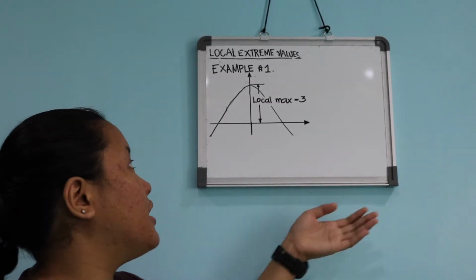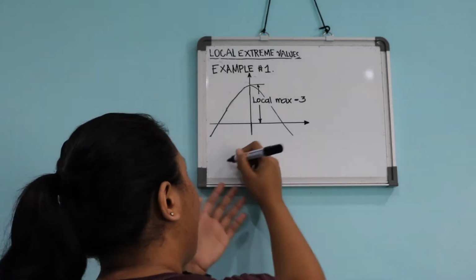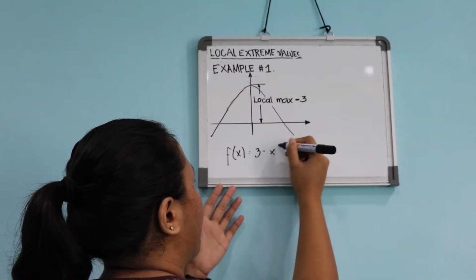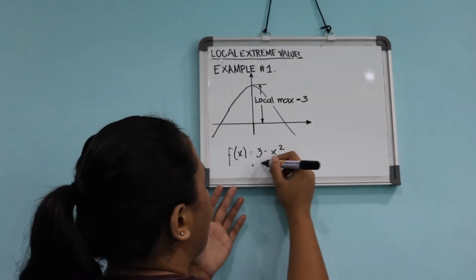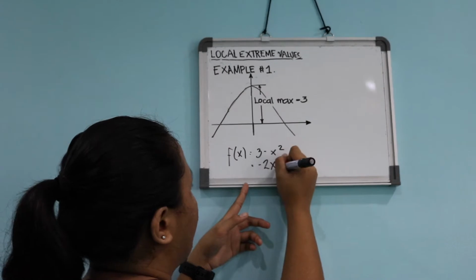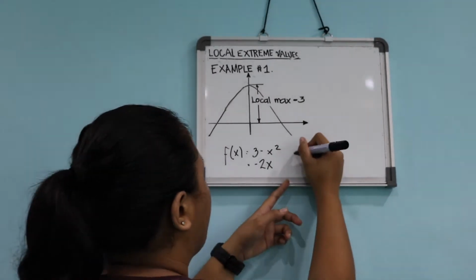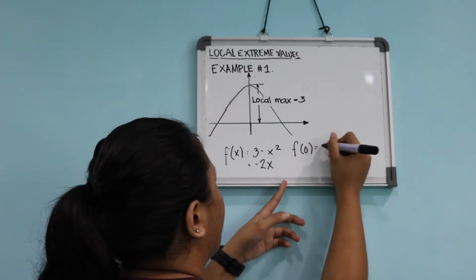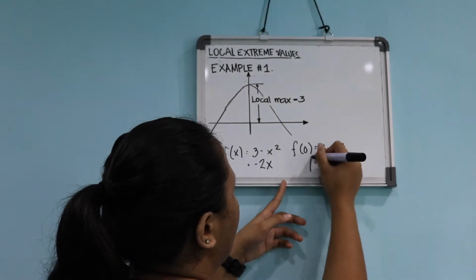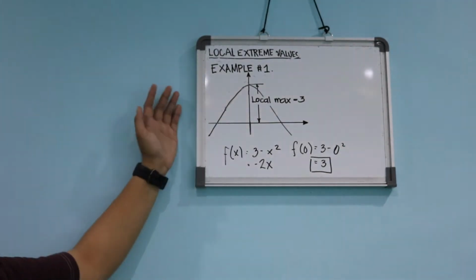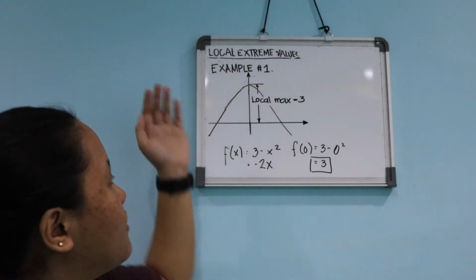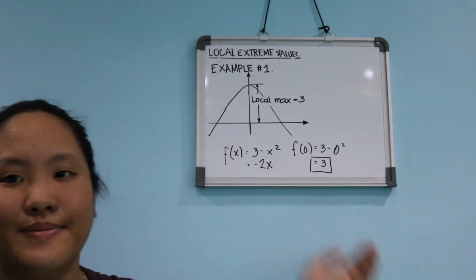Here is an illustration of our function f of x equals 3 minus x squared, where our critical point comes from the derivative of this function, which is negative 2x. And our local maximum would be f of 0, which is equal to 3 minus 0 squared, equal to 3. And here is our local maximum. Here's an illustration where you can see the local maximum of the function.